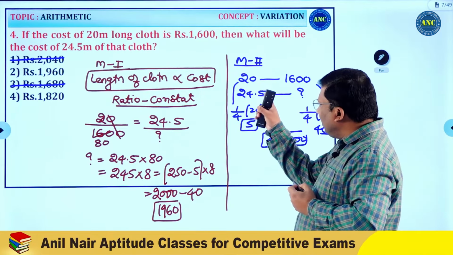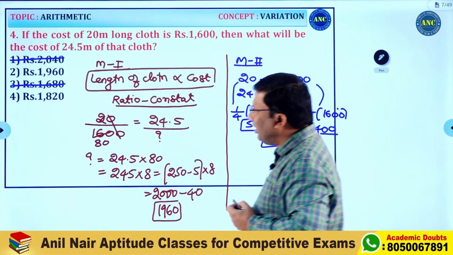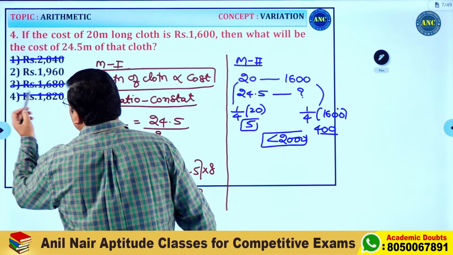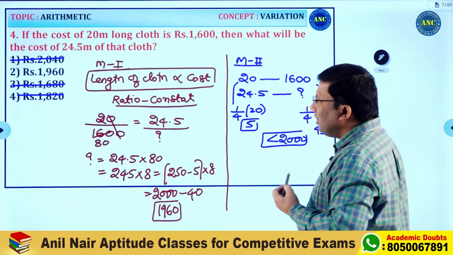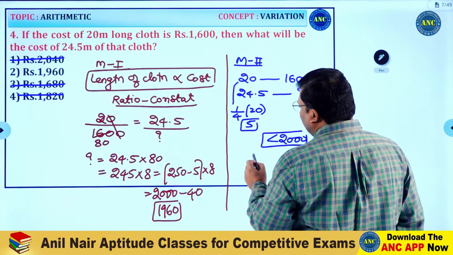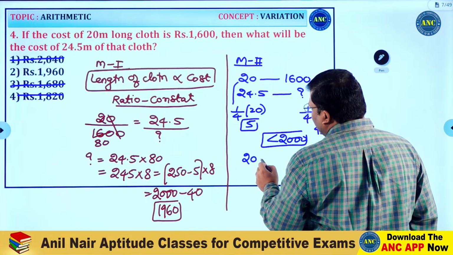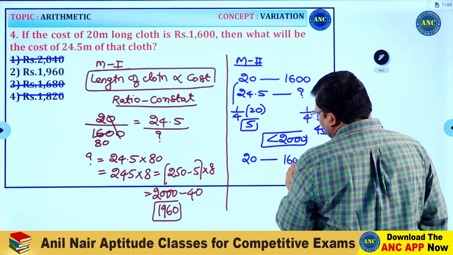In fact, it is 0.5. Answer should be around 1900. These are out, 1820. I hope the idea is clear. You can also eliminate 1820 by using this logic. 20 it is 1600.